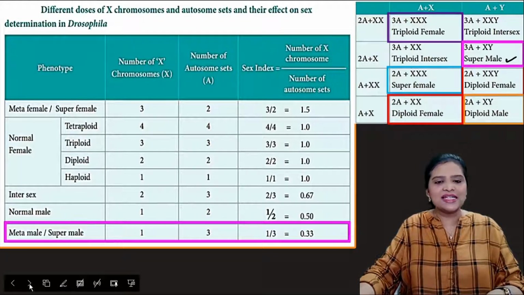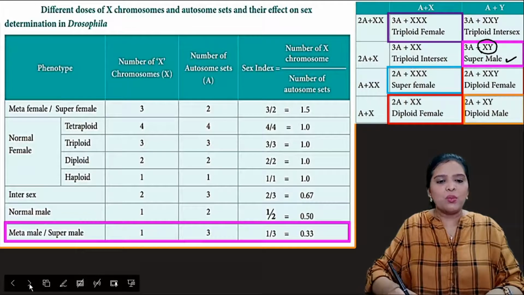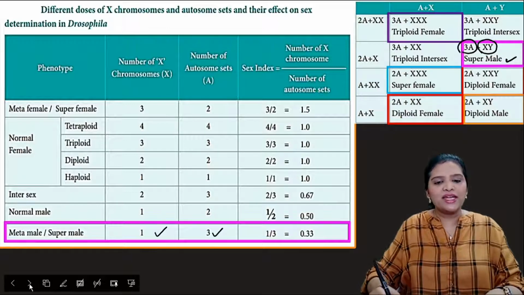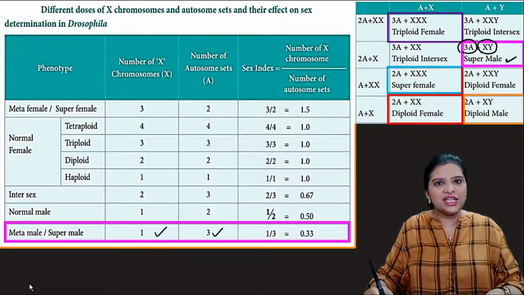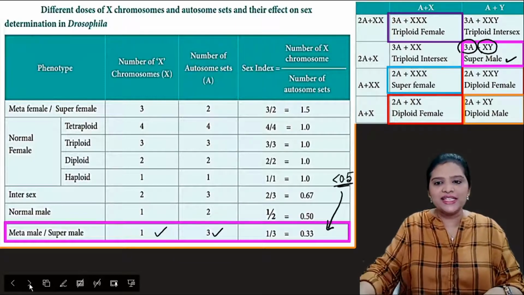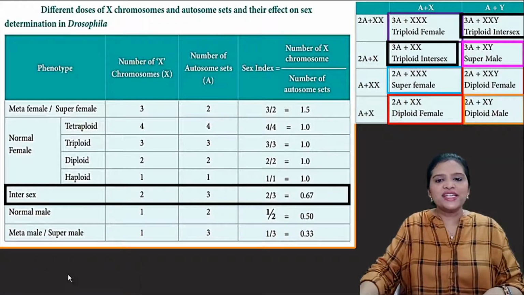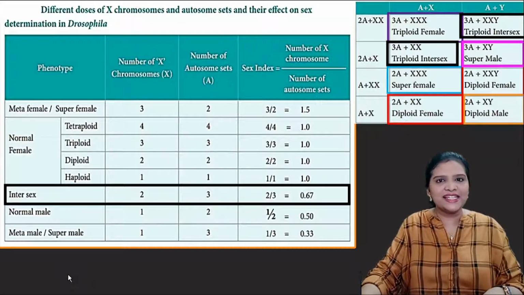And the other one is the super male. How do we say this is a super male? See here, how many X chromosomes are present? 1 X chromosome. How many autosomal sets are present here? 3 autosomal sets. So 1 divided by 3 is 0.33. Anything less than 0.5 is called a super male. Accordingly, this organism will be a super male. And the last combination is intersex. So how are intersex determined?